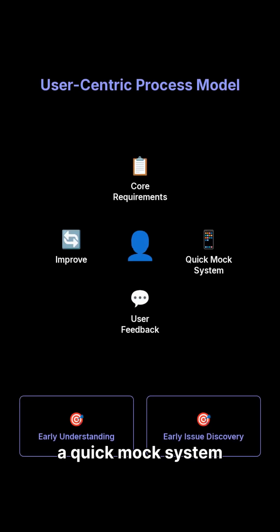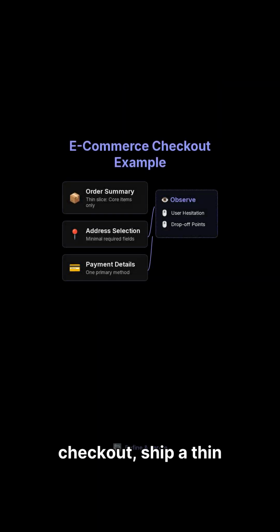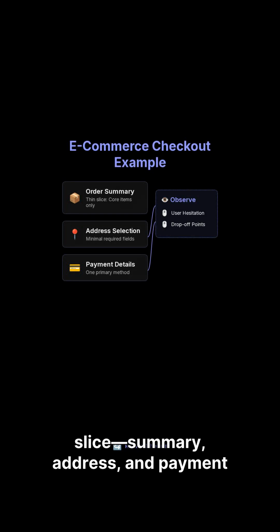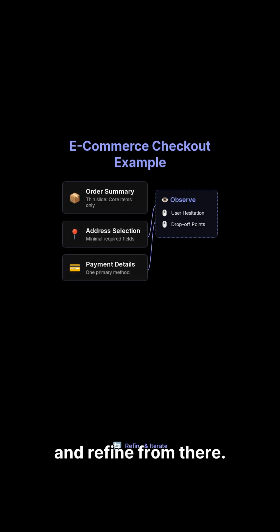It is a user-centered process model that builds a quick mock system from core requirements and improves it via user feedback. The goal is early understanding and early issue discovery. For example, in e-commerce checkout, ship a thin slice: summary, address, and payment selection. Observe where users hesitate and refine from there.